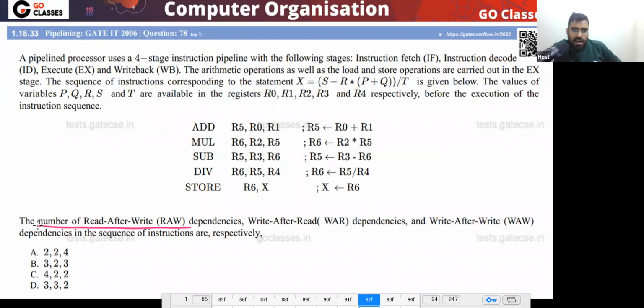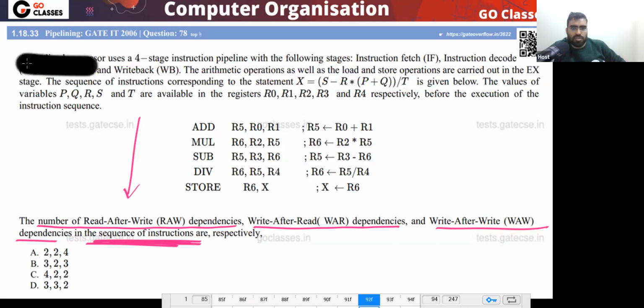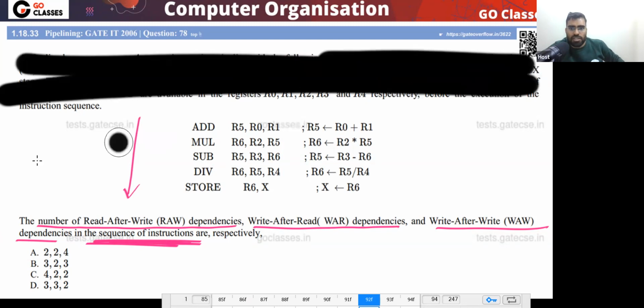The question is asking how many dependencies are in the sequence of instructions. The pipeline details are just to confuse those students who do not understand the correct concept. But the pipeline details do not matter. You can remove them. Just look at the program. This is pure nonsense for this question, because the question is asking for dependencies.